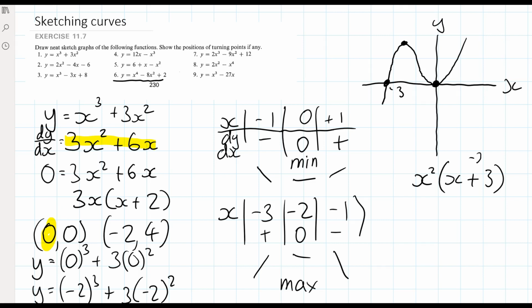Okay, that's the procedure. That's all the steps. I know there's a lot of them. If you go through them step by step and focus on what they're doing for you and what each step is telling you, you should learn and remember them pretty quickly.